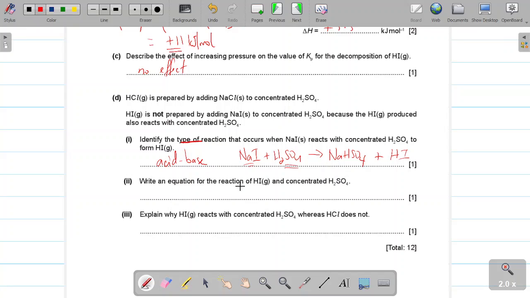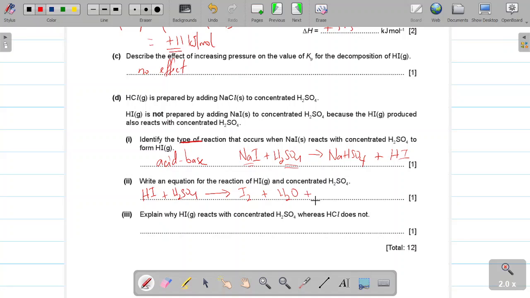Now the question continues, write an equation for the reaction of hydrogen iodide with concentrated sulfuric acid. So the hydrogen iodide is actually going to reduce the sulfuric acid to a sulfur-containing product. For HBr and HI, when they react with sulfuric acid, you will always form back the halogen, which in this case is I2, and you would always form water. What differs is the sulfur-containing product.